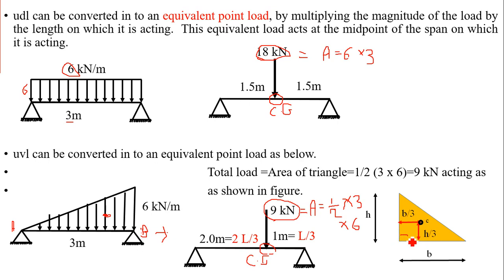Always remember, from the 90-degree side you have to consider the 1/3, and from this corner point we have to consider the 2/3. That is, from here it is 2/3, and from the 90-degree side it is 1/3. So in this way you can convert a UDL or UVL into an equivalent point load. The magnitude of that point load is equal to the area of that rectangle or triangle, and the location of that point load is equal to the CG of that given load.